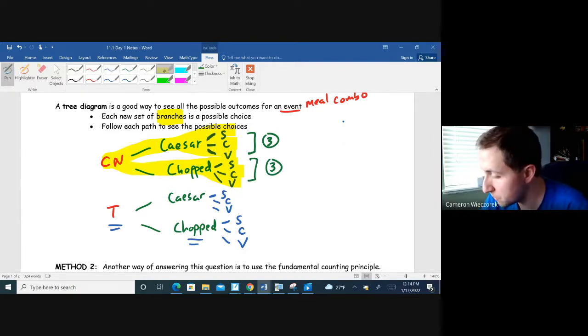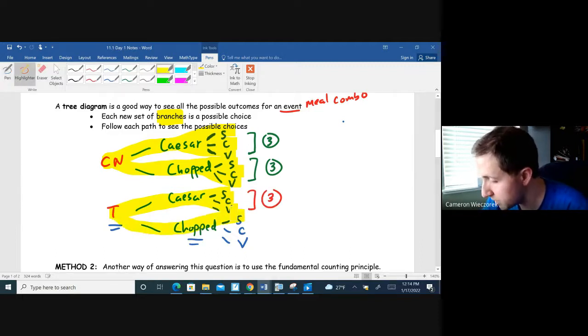And then the same thing would happen for the tomato. Tomato, Caesar, steak. Tomato, Caesar, chicken. Tomato, Caesar, veggie. Another 3. And then our final 3 would be tomato, chopped salad, steak. Tomato, chopped salad, chicken. Tomato, chopped salad, veggie.